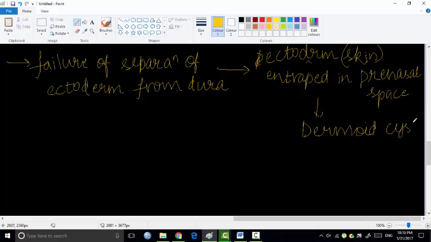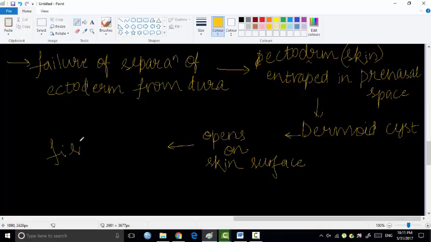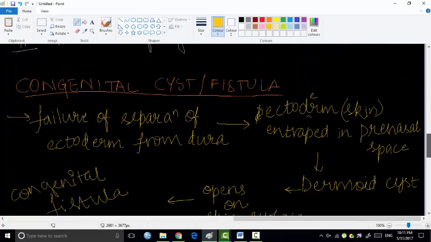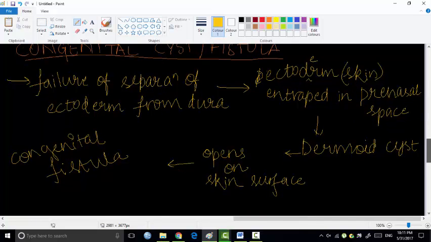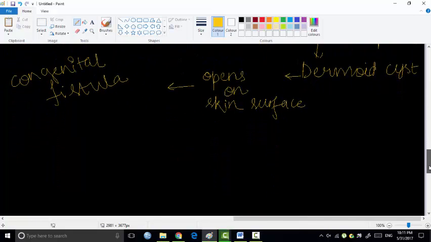right? If this dermoid cyst opens outside, opens on the skin surface, this opening occurs through a fistula, which is congenital. So this is called a congenital fistula. So this is the pathogenesis of both dermoid cyst and the congenital fistula. It is mainly due to the failure of separation of ectoderm from the dura.